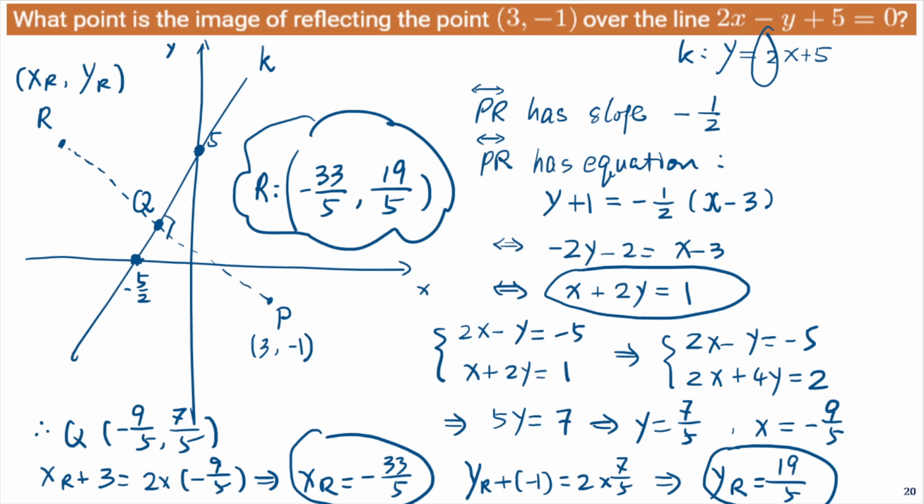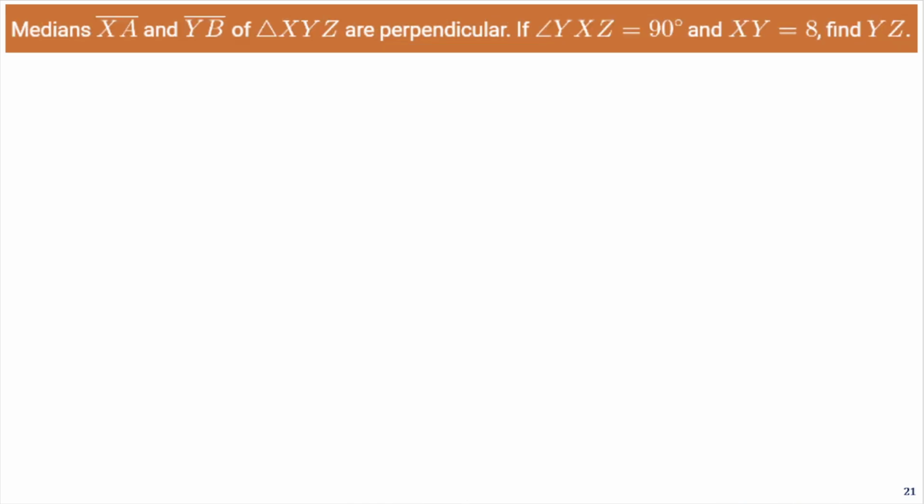Alright, if no questions, because of time constraints, I'll leave the last two practice questions for you to solve after this class. If you have any questions, just let me know, okay? Okay, first question. Medians XA and YB of triangle XYZ are perpendicular. If angle YXZ equals 90 degrees and XY equals 8, find YZ. Have you written this down?